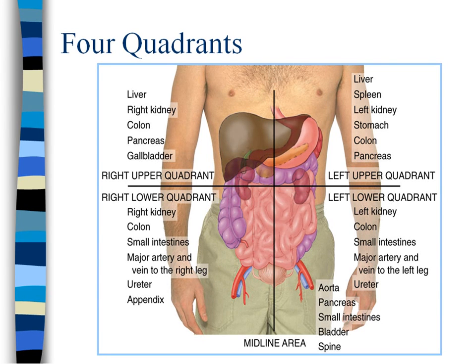And then in the midline area, what continues to run down the middle of my abdomen is going to be things like my aorta, which is important. Pancreas sits midline significantly. Small intestines and my bladder, my urinary bladder. And then in the right lower: right kidney, colon, small intestine, major arteries and veins, again, ureter, and then the appendix.